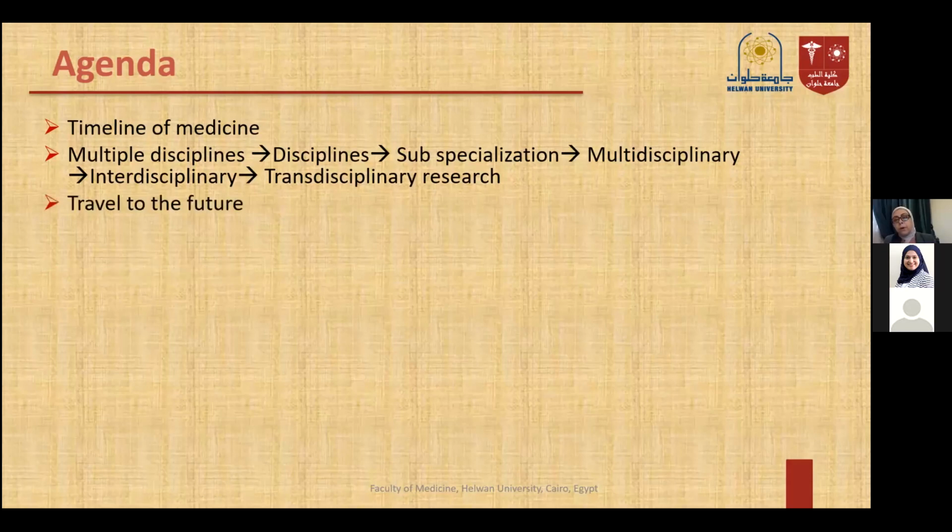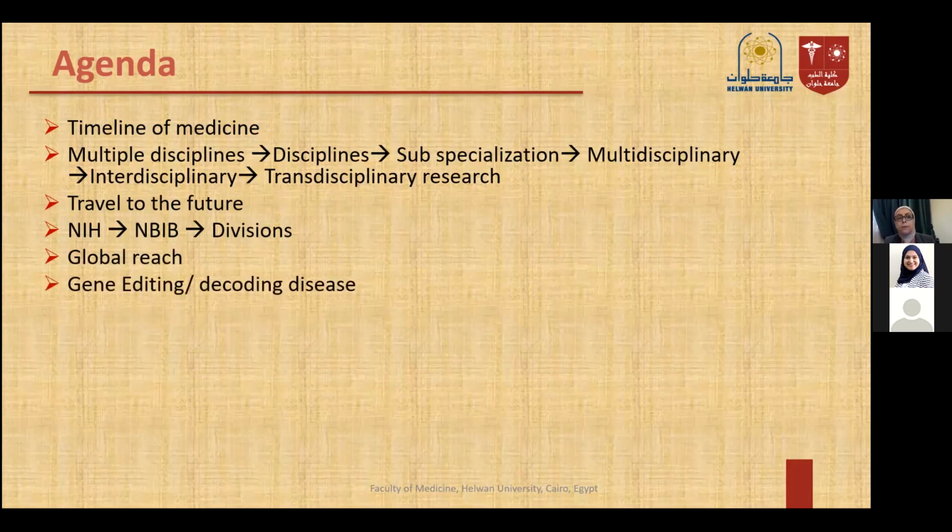Then, after knowing our past and our present status, we will travel to the future. To travel to the future, we should know the major research grants that are present nowadays, mainly from the National Institute of Health and its subdivisions. We need to know also the term global reach. What does it mean, the global reach?